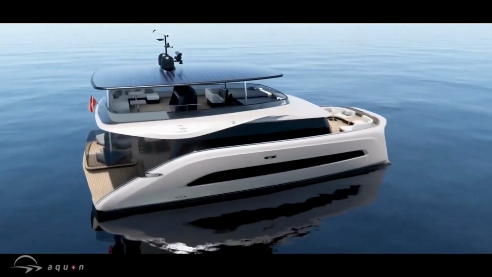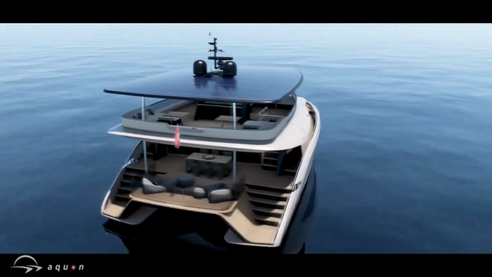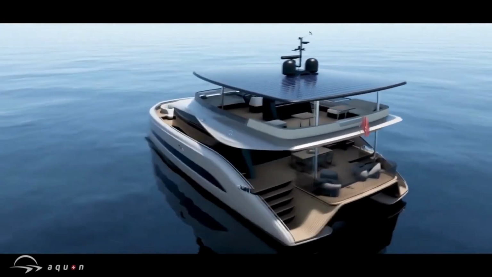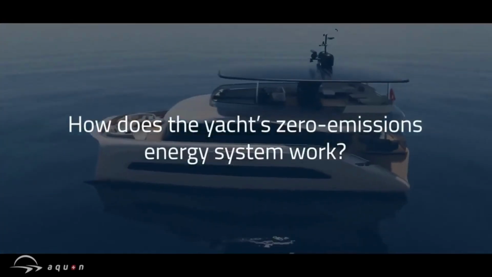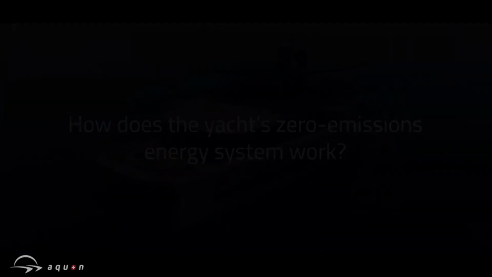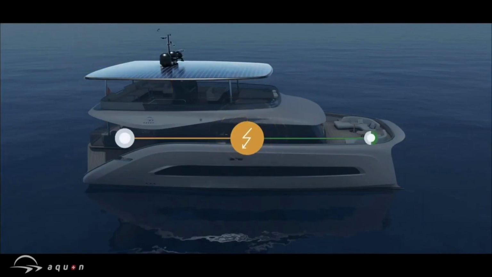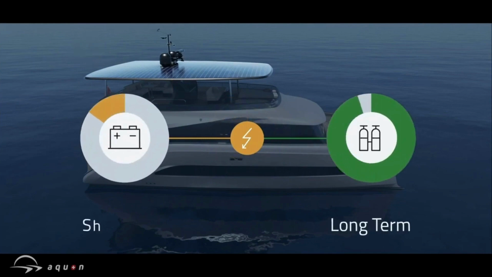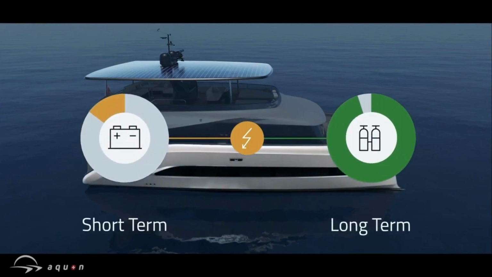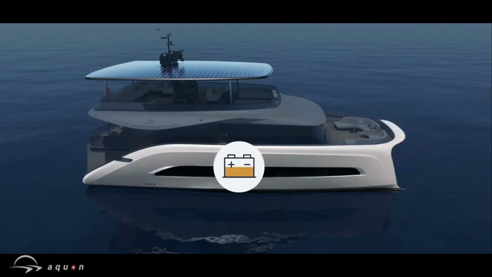Aquon 1, the first private catamaran to run completely off its own solar and hydrogen power. So how does the zero emissions energy system work? Your catamaran is its own power plant. The solar panels convert sunlight into electricity, which is stored in one of two ways, long or short term. For direct usage of the solar power, the electricity is stored in batteries. Applications such as the grill or the quiet engines can use this power immediately.